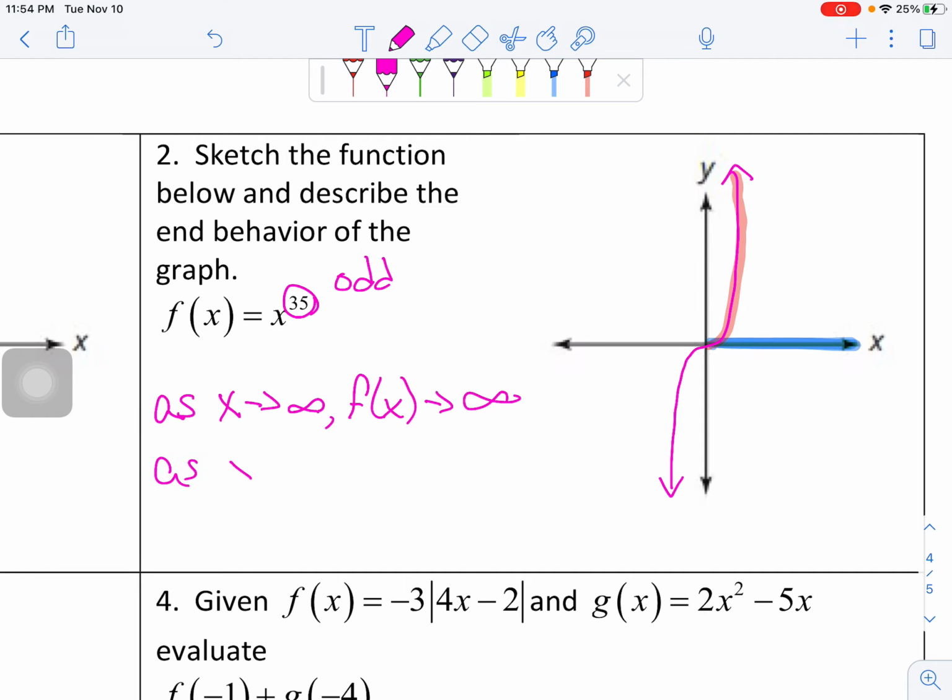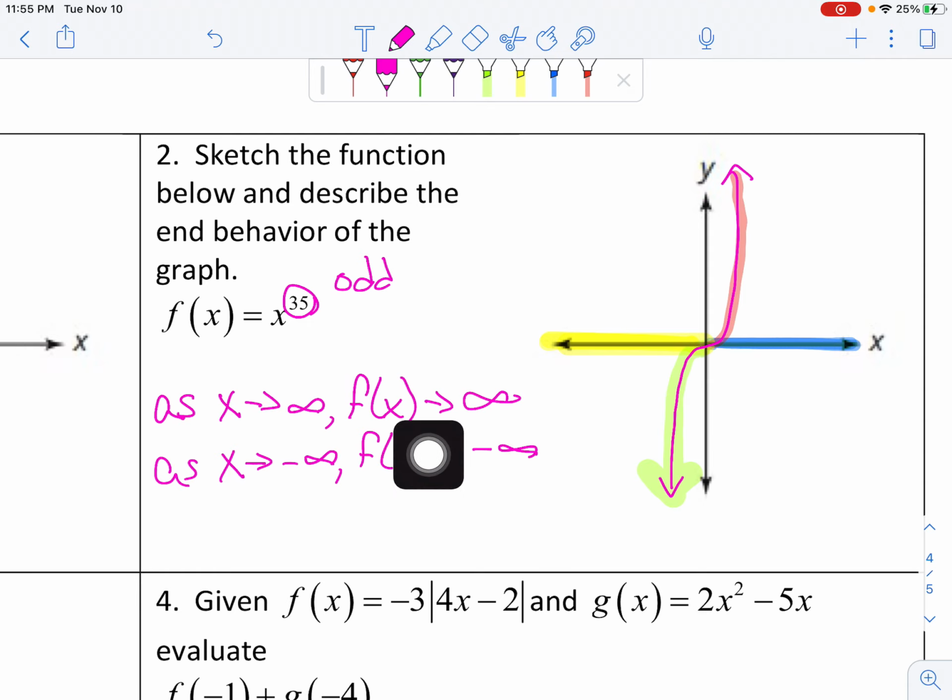And then as x, that's a horrible x, let me try that again. As x approaches negative infinity, f of x is going to approach, let's see, negative infinity. Start at the origin and move to your left. And so as we start at the origin here, this curve is going to be approaching negative infinity.